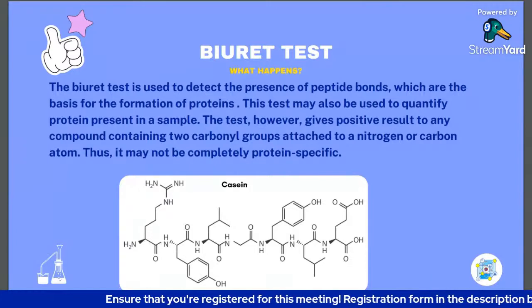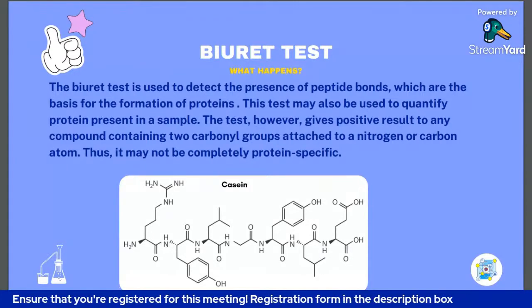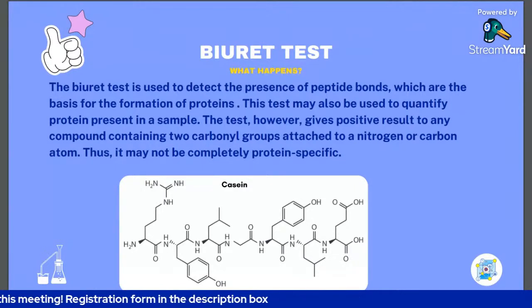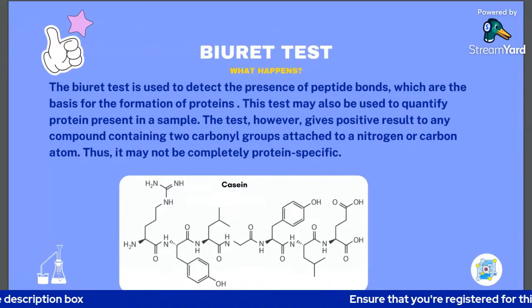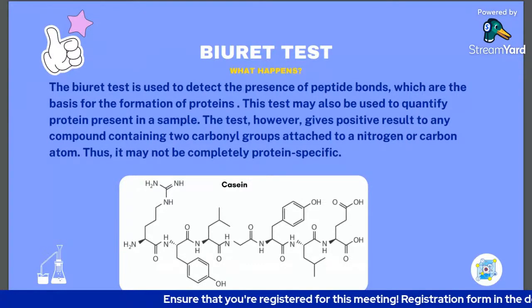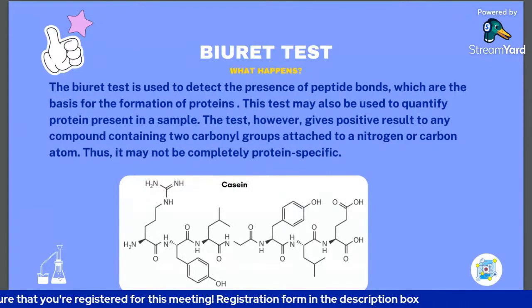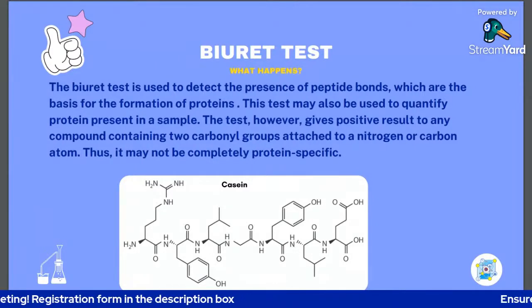All right, so the Biuret test is used to detect the presence of peptides, which we know are the basis of formation of proteins. The test may also be used to quantify proteins present in a sample, but usually you don't use a Biuret test for quantification. It is used mostly for qualitative purposes.